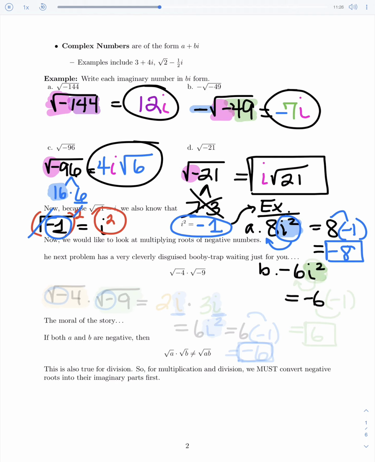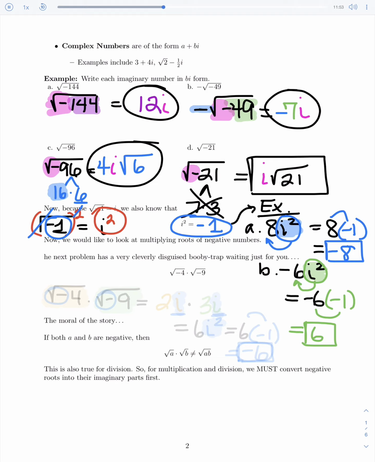So we'd have the negative 6 that was there, and then the i squared would turn into a negative 1. So then I'd have the negative 1 and the negative 6 side by side, which would multiply to become a positive 6. And that would be my final answer. So the i squared took the negative 6 and turned it into a positive 6.